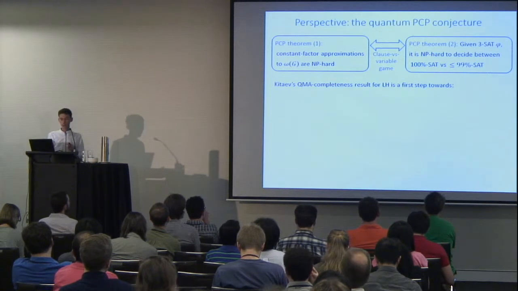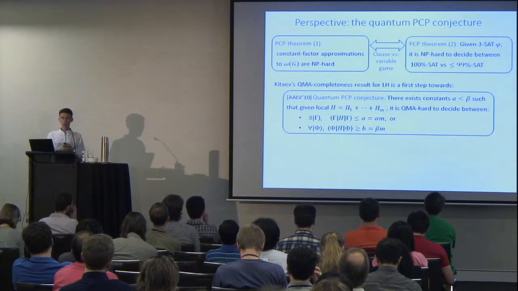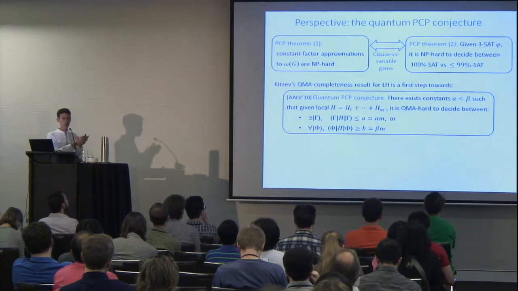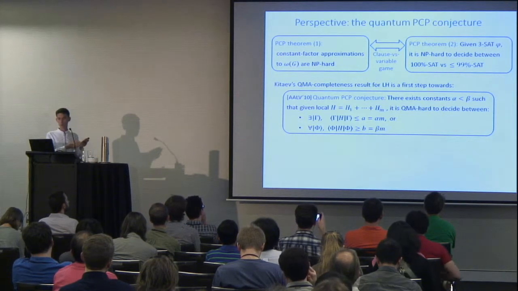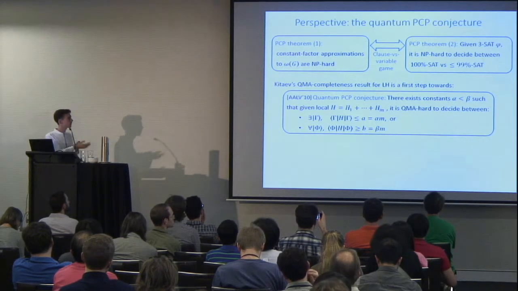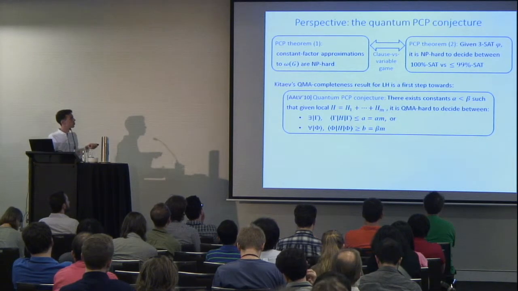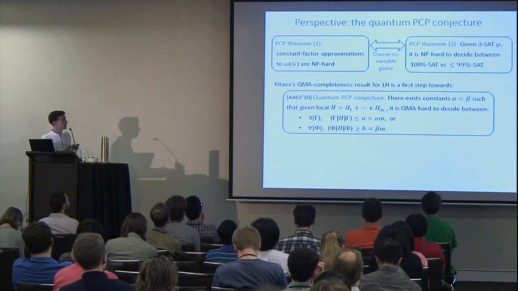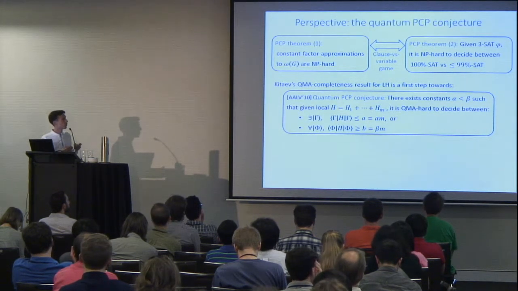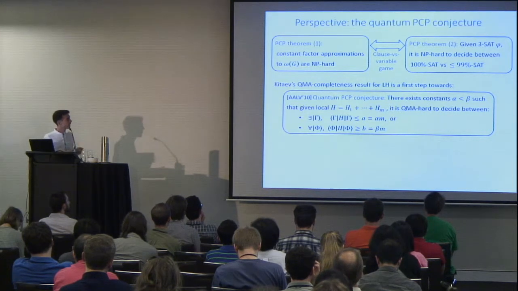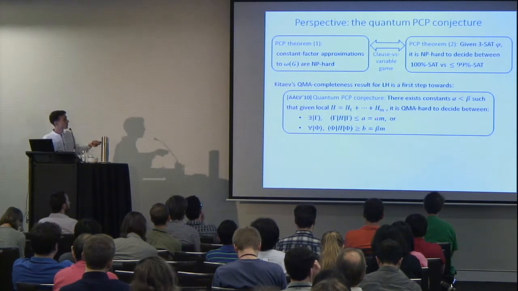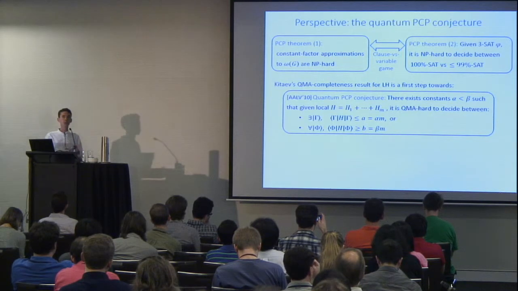And what we saw is that Kitaev's result of QMA completeness for the local Hamiltonian problem, you can interpret it as a first step towards what's usually called the quantum PCP conjecture. It was introduced by Aharonov et al. a few years ago. And the conjecture is that the hardness of the local Hamiltonian problem can be pushed very far in terms of the promise that you have in between the energies that you're trying to distinguish.